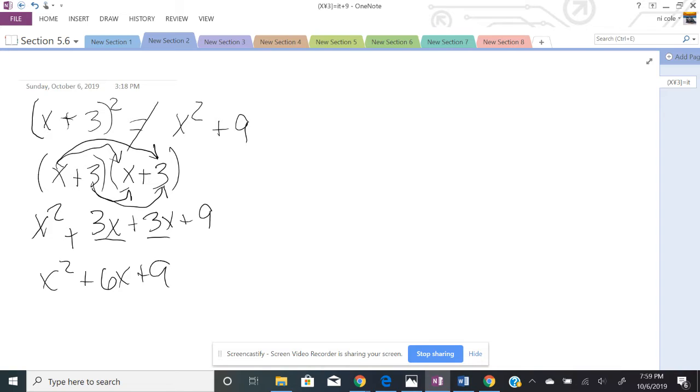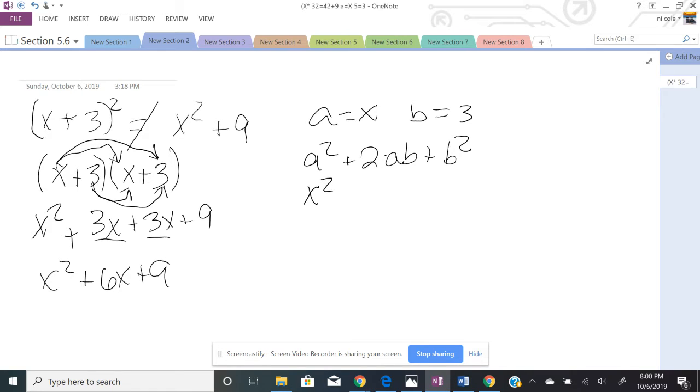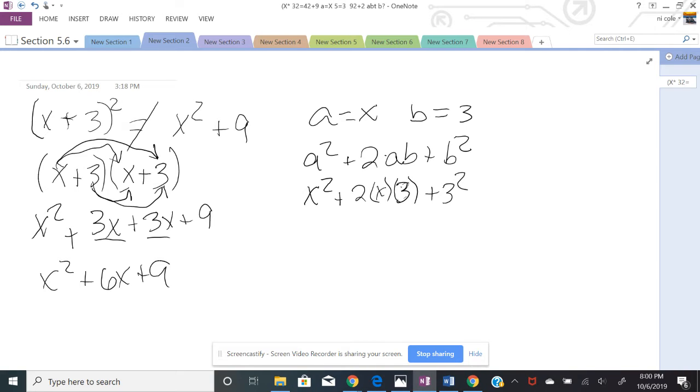Okay, but to be honest, I sit there and learn that rule. I use my a is equal to x, my b is equal to 3, and it was a squared plus 2 times ab plus b squared. So a is x, so I'm going to replace a with x, plus 2 times x times 3 plus 3 squared. So effectively that gives me x squared plus 6x plus 9.